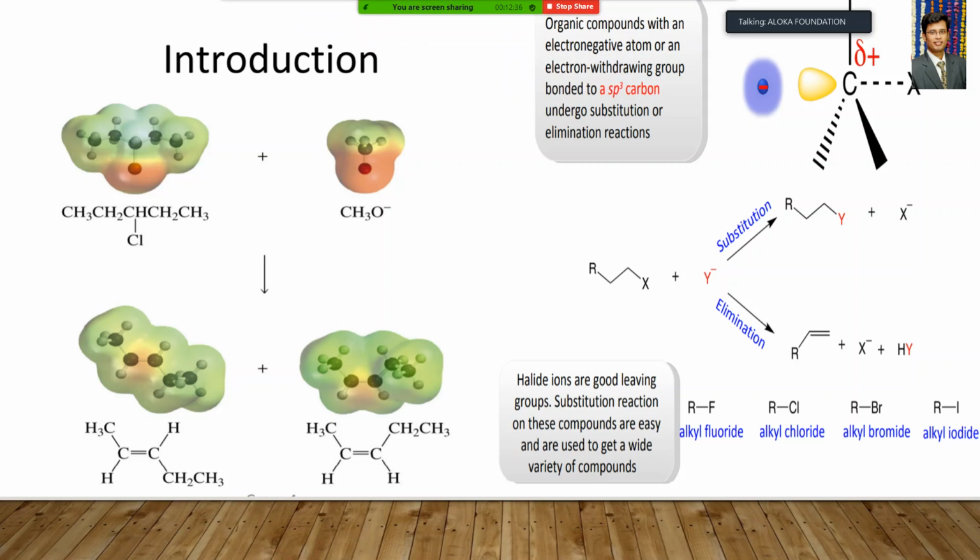A halide ion is a good leaving group. Substitution reactions on these compounds are easy and are used to get a wide variety of compounds. Basically alkyl halides are used, but which alkyl halides are very good leaving groups? Alkyl iodide or bromide. Chlorides and fluorides are weak leaving groups because they undergo less reaction. So you get either a substitution product or an elimination product. It should have an electron withdrawing group and a nucleophile or a base for the substitution or elimination reaction to take place.